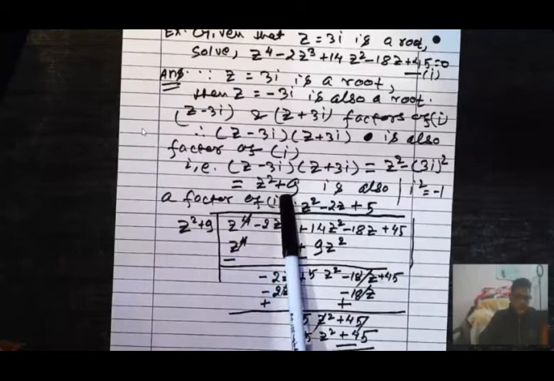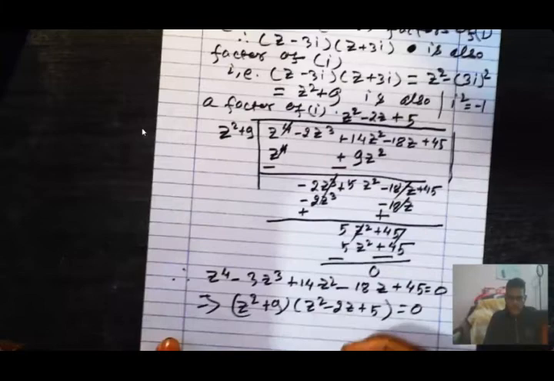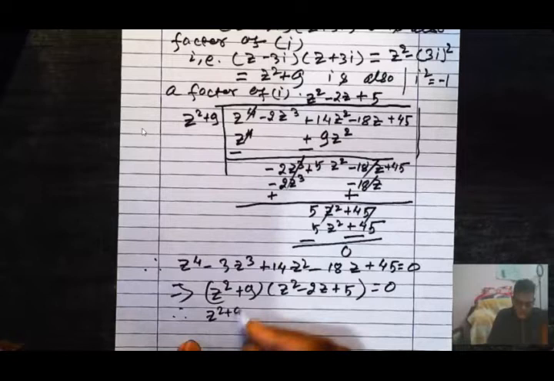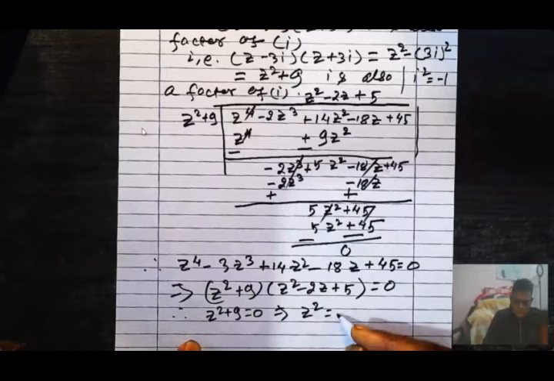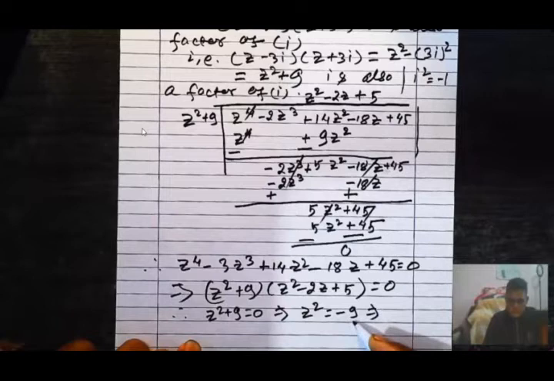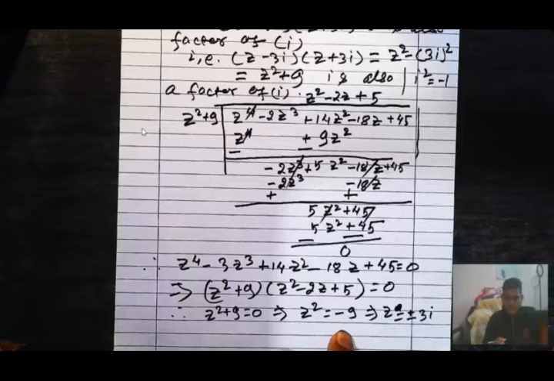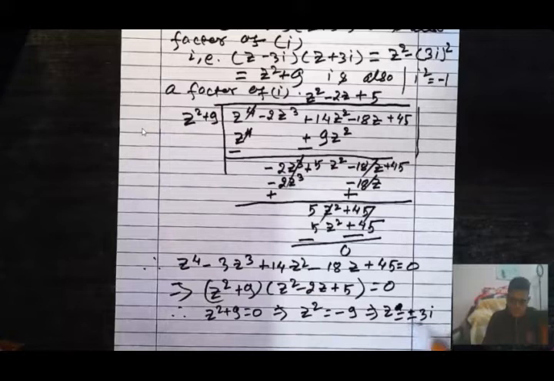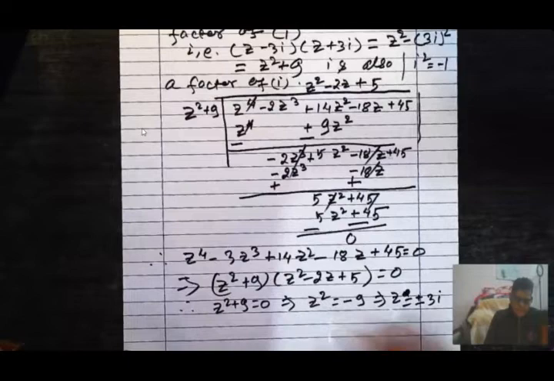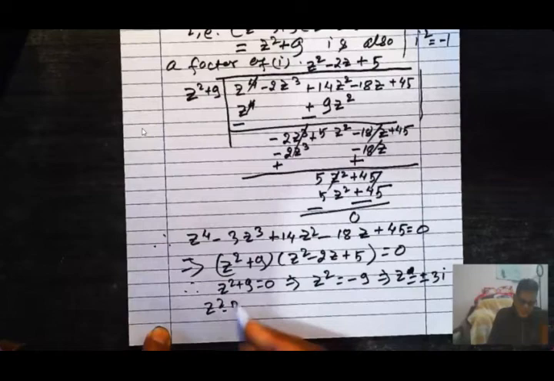So you can say that z^2 + 9 = 0, that means z^2 equals negative 9, and once you take the square root, this is the square root of a negative number, so g equals plus or minus 3, because 3 times 3 is 9, but there will be one term i. You can check it. So one pair of answers is plus or minus 3i.